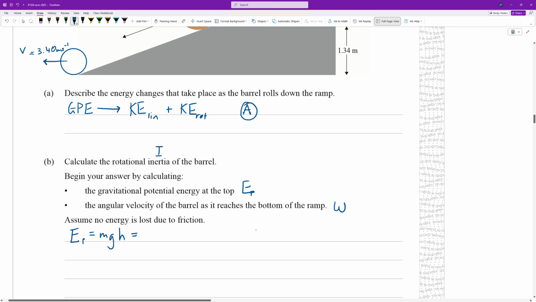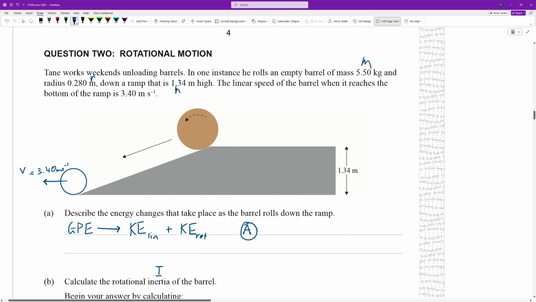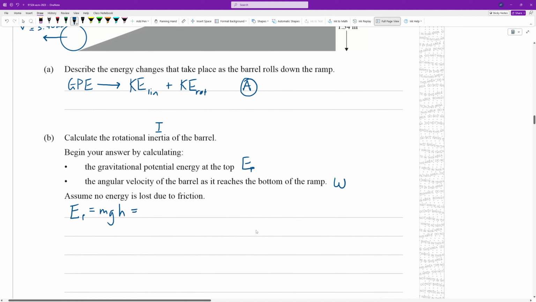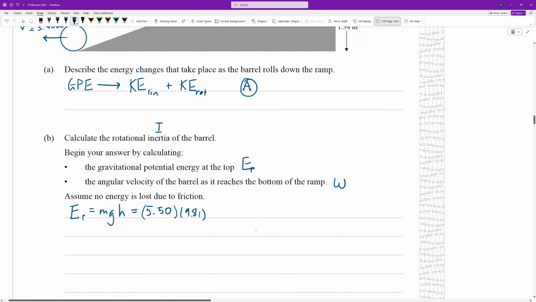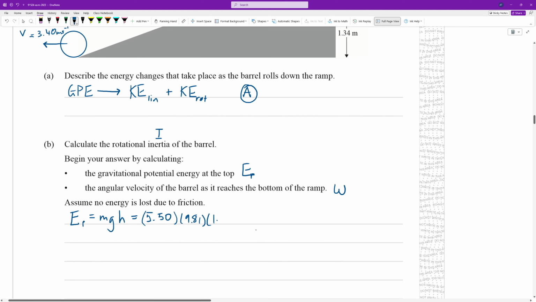So the gravitational potential energy: mass of the barrel, which was 5.50 kilograms, times gravity, 9.81, times height, 1.34 meters. And that gives 72.3 joules of energy. So that's the energy it starts with, and of course, that is going to convert into linear and rotational kinetic energy.